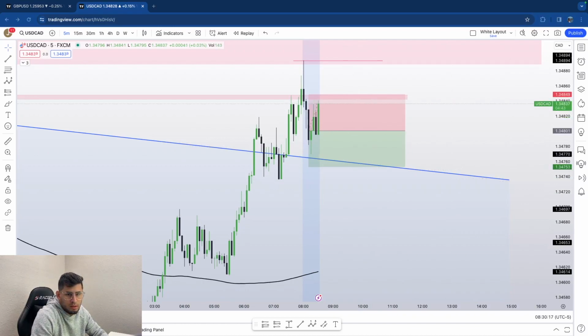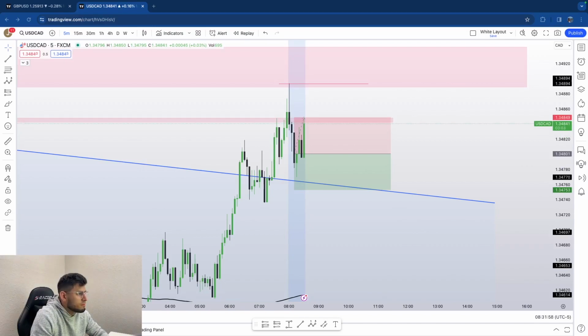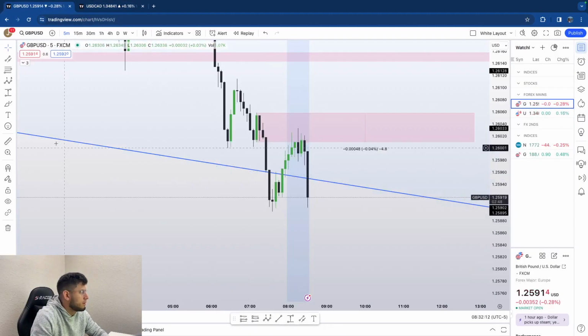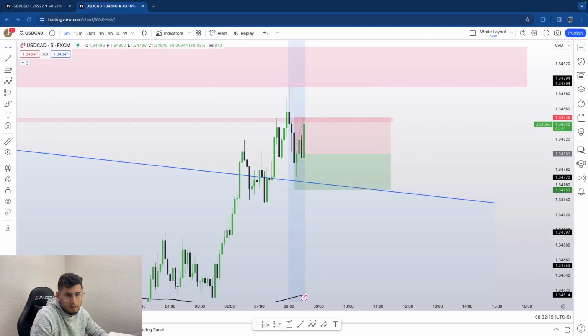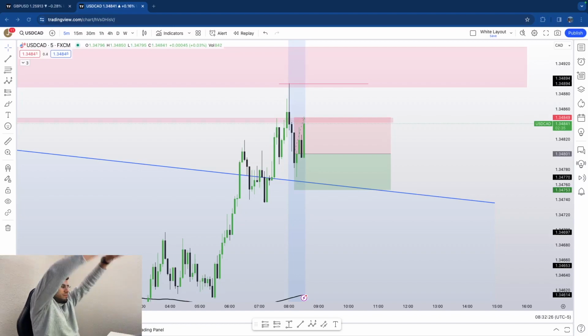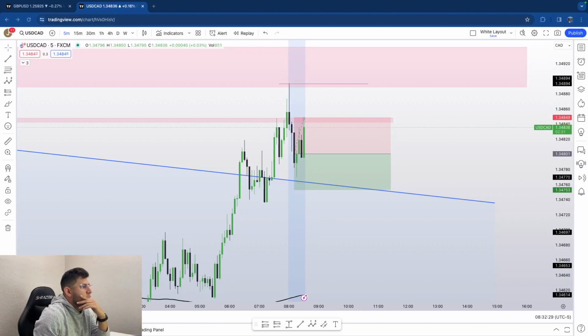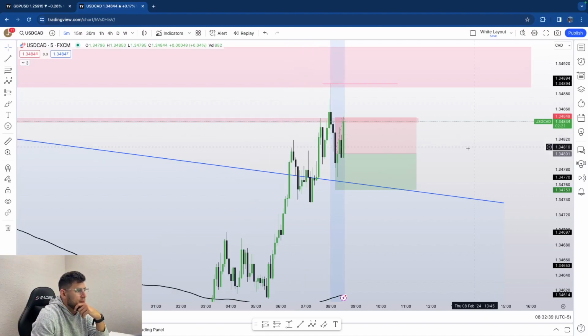Oh my gosh. Oh my gosh, GU actually went for it, man. Ugh. So nasty, man. GU actually respected that zone. Yeah, this UCAD, man, this setup is not my setup. It's not my setup.